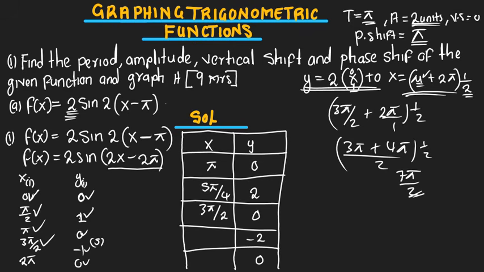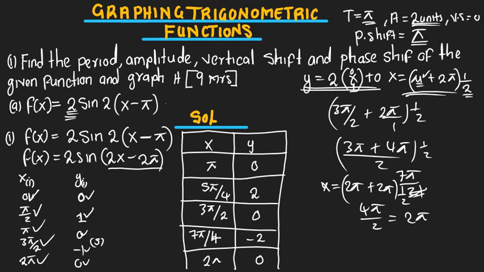So you are quick enough, knowing that you are doing the right thing. Okay, then we go to the next one. The next one, we are using 2 pi. So this is going to be x is equal to 2 pi plus 2 pi. Whatever we get, we multiply by 1 over 2. So this is going to be 4 pi over 2, which is going to give us 2 pi.